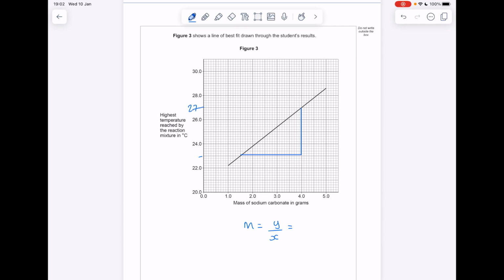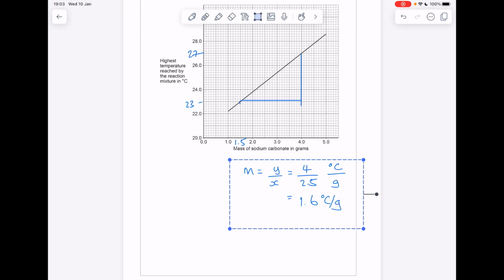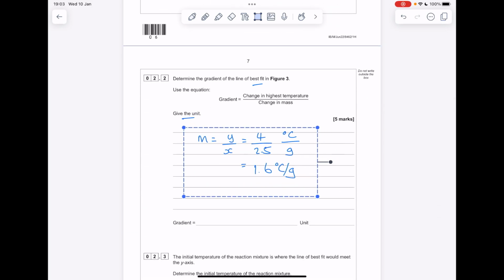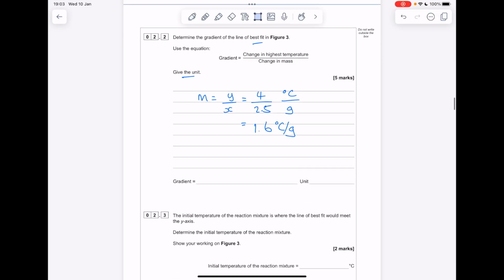That is 27. This is 23, which means that change in y is 4. Divided by x, that's 4 and 1.5. So that's 2.5. Sub in those units, it's degrees Celsius and grams. What's 4 divided by 2.5? 1.6, and our unit is degrees Celsius per gram. So let's steal that. Can't believe that's worth 5 marks. That's an awful lot of marks. Final answer, 1.6.